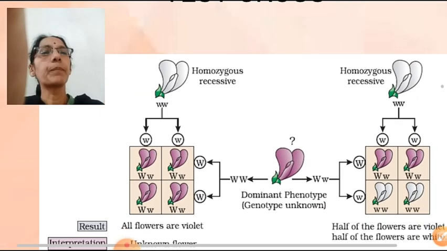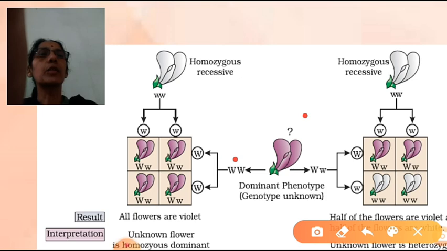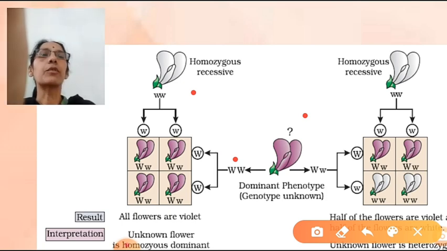So here, for example, you can see a purple flower. We do not know whether this is a homozygous purple or heterozygous purple. We want to know now. For that reason, we have taken it. Under which condition have we taken it? Under homozygous condition, both are under homozygous condition. With which one are we crossing? With a white flower we are crossing. In the F1 generation, all are violet. Then the unknown one is homozygous dominant.